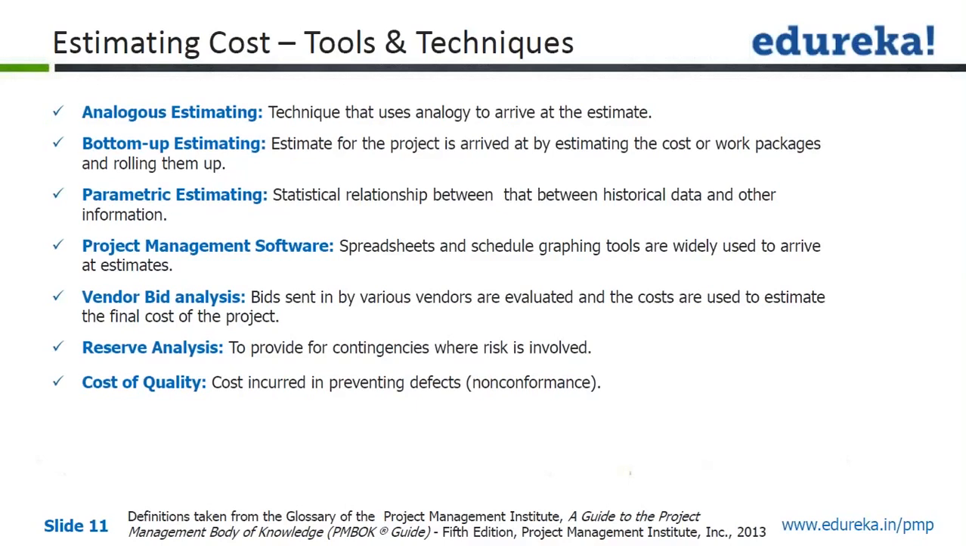Then vendor bid analysis. Bids sent in by various vendors are evaluated and the costs are used to estimate the final cost of the project. So all the vendors who are going to perform part of the project or maybe the complete project, we will evaluate their bids and their cost can be used. So let's say we have 4 components. Component 2 is being performed by your vendor. So we'll have to use that vendor's cost estimate to add to your project. So that's what we use in vendor bid analysis.